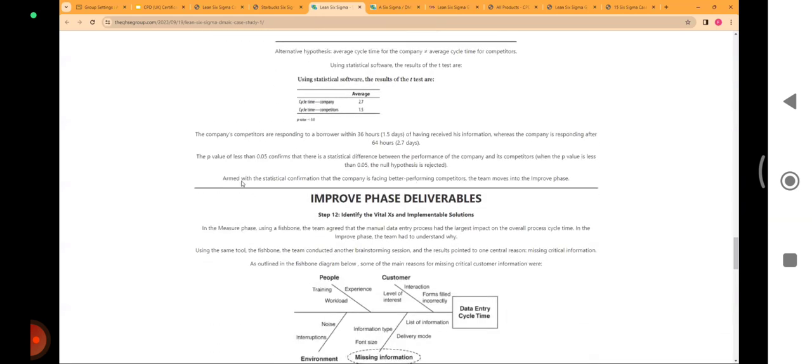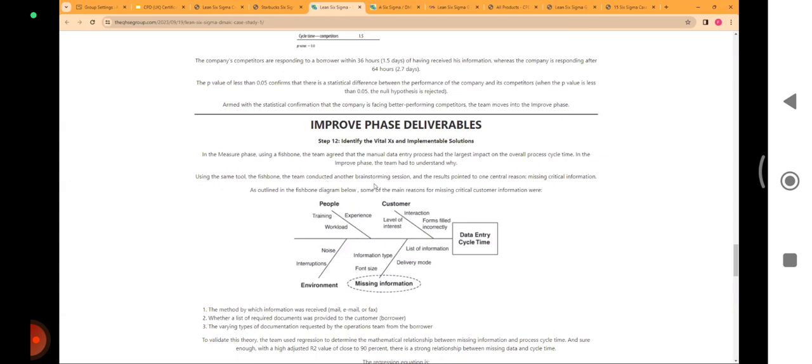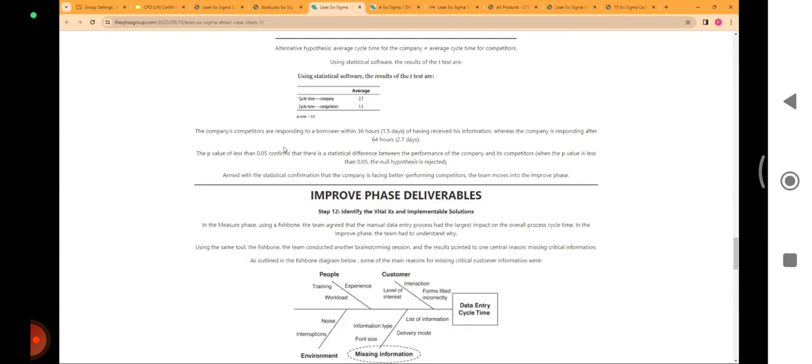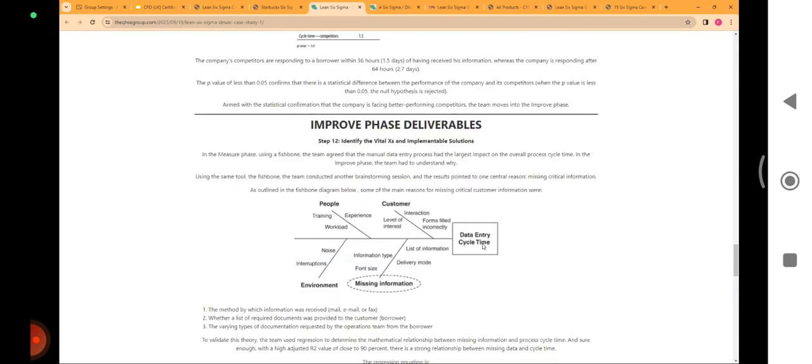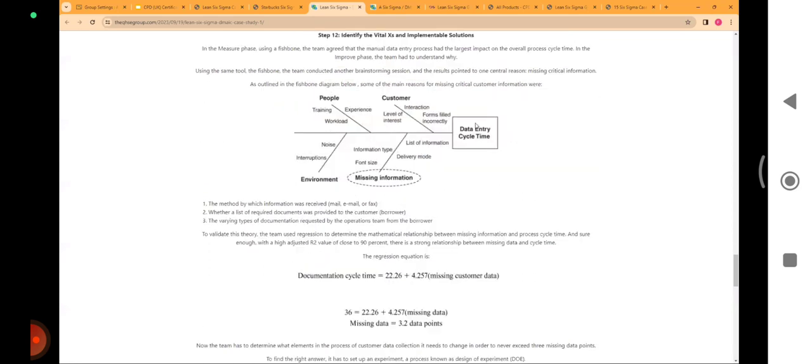Using the same tool, the fishbone, the team conducted another brainstorming session, and the results pointed to one central reason, which is missing critical information. Missing critical information was the reason why data entry cycle time historically caused issues in this process. So this is basically what they did. And then they say data entry cycle time, the critical quality parameter that we identified in the measurement phase, can be affected by customer, people, environment, and missing information. So missing information can be caused by the font size on the application form, the information type, the delivery mode, or the list of information.